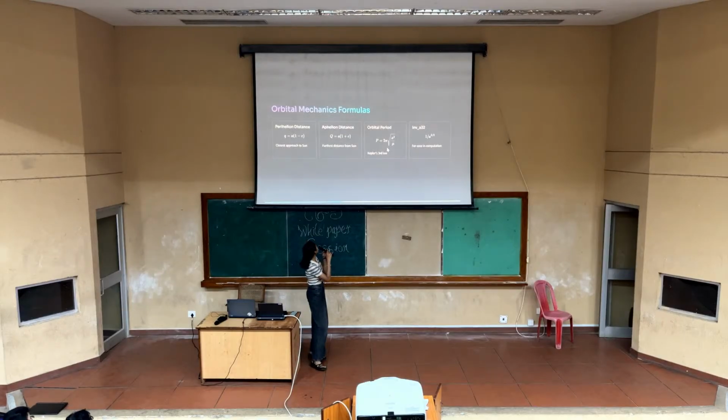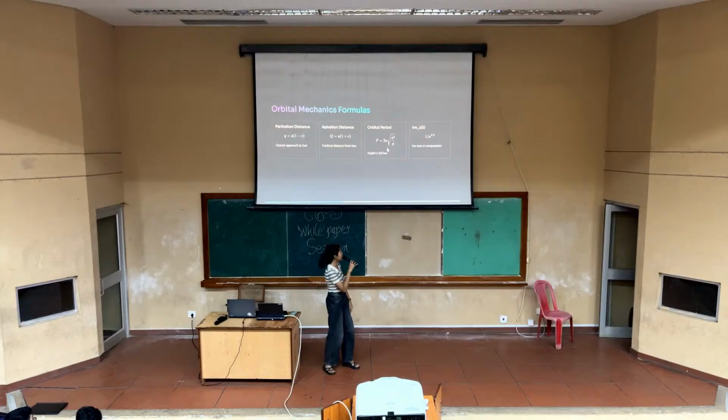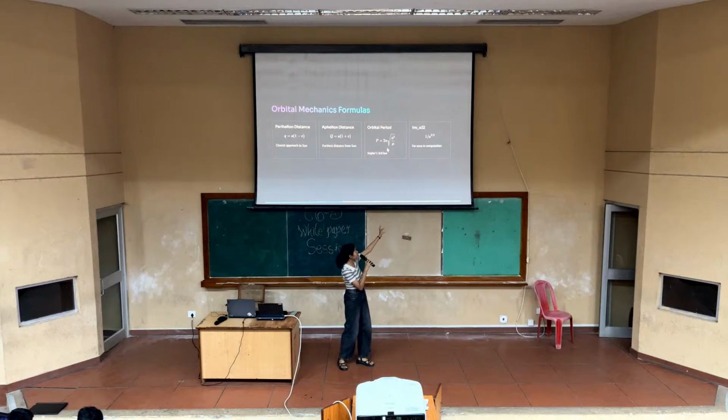So here are the basic orbital mechanics formulas before we dive into the algorithm. Perihelion distance is the closest distance to the Sun, then aphelion is the farthest distance from the Sun. Orbital period using Kepler's law. And then for the average calculation, we take the mean of the two distances, here is the distance.